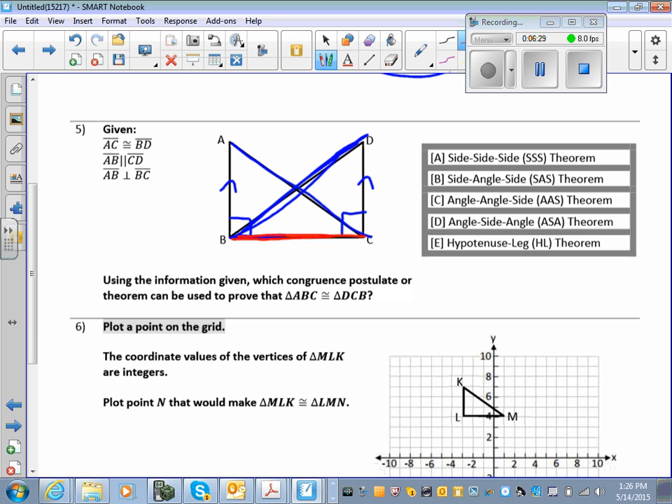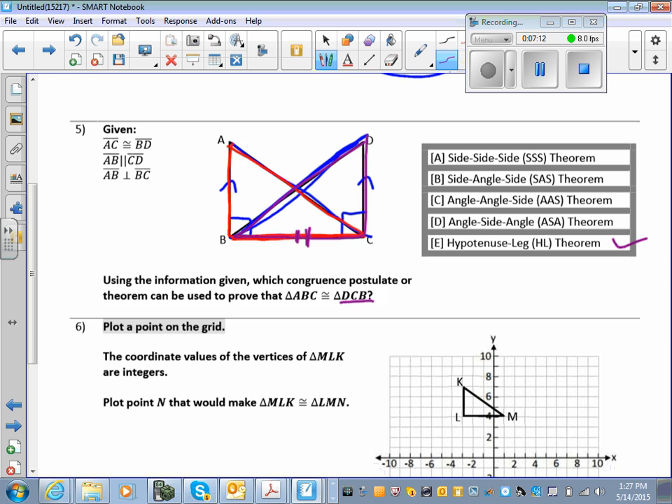So if I separate the two, ABC is this triangle here, and the next one is DBC, which is this triangle. So they both have the hypotenuse congruent, and they share a common side here. So what would be the answer? Hypotenuse, 90-degree, and then you have H and L to be congruent.